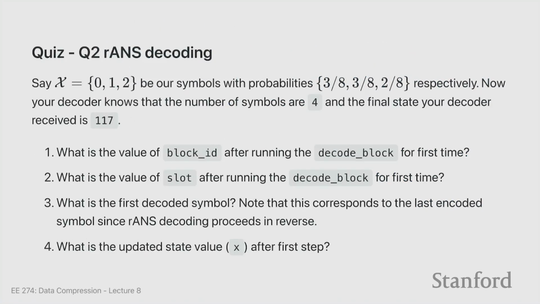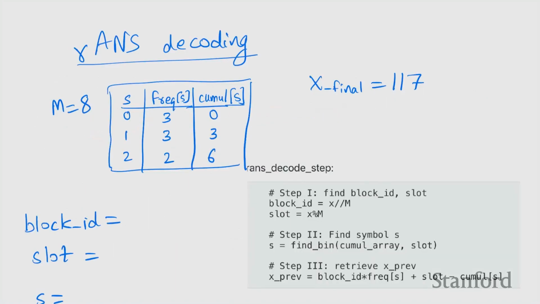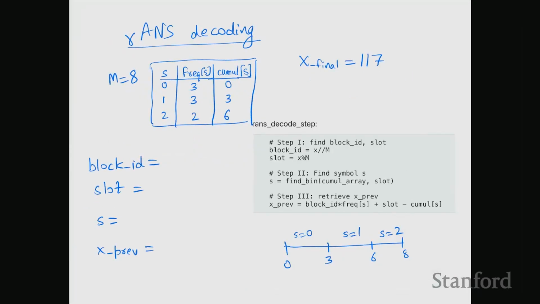Okay. Second one, we asked you to decode. You were given a final state of 117 and 4 symbols, and you are supposed to decode it. Again, make the table, right? We will follow the steps which you can see. Okay. So let's do this.